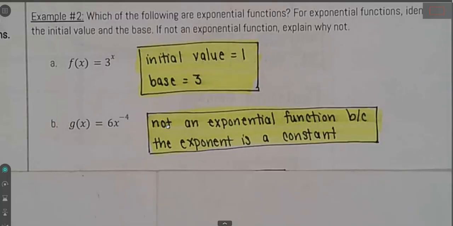All right, the answer to C is yes, team 3. Bonus point if you can give me the initial value and the base. The initial value would be -2 and the base would be 1. Perfect. Well done.